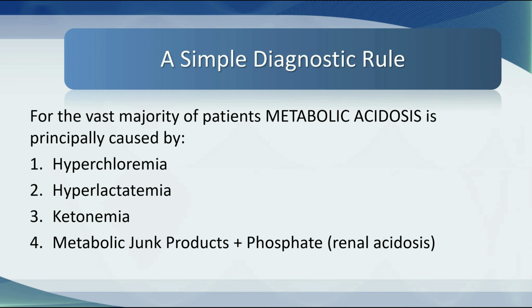If you're just going to learn one thing from this tutorial, this is a simple diagnostic rule. For the vast majority of patients, metabolic acidosis is caused by hyperchloremia, hyperlactatemia, ketonemia, that is an increase in the beta hydroxybutyrate and acetoacetate levels of blood, and then metabolic junk products plus phosphate. This is known as renal acidosis.